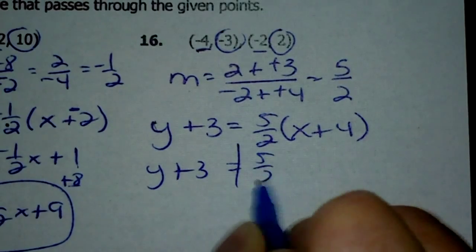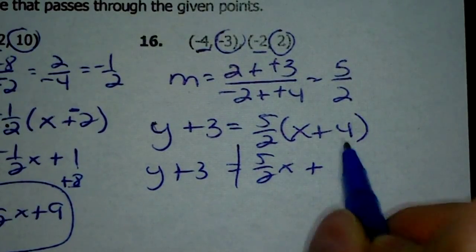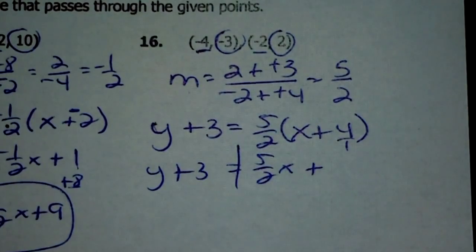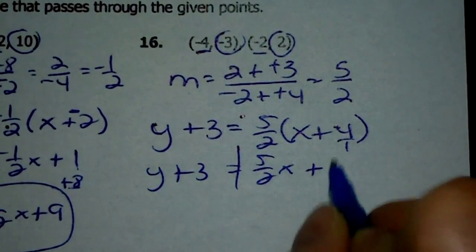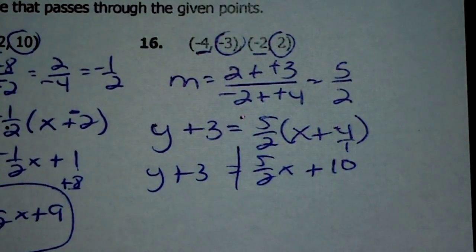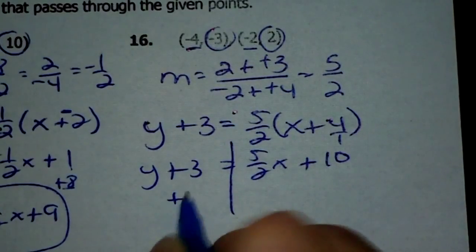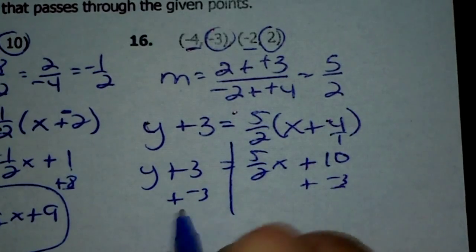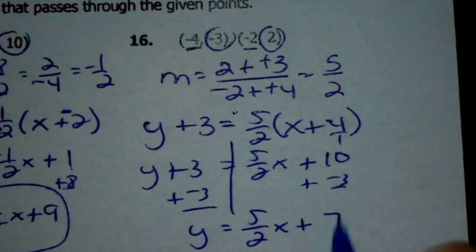5/2 times x is 5/2 x. Plus, when I take 5/2 times 4, you could cross cancel if you want, or just look at it as 5 times 4 is 20, 2 times 1 is 2, and 20 divided by 2 is 10. So right here we should have 5/2 x plus 10. Now I'm going to add a negative 3 or subtract 3, same thing. And I end up with y equals 5/2 x plus 7.